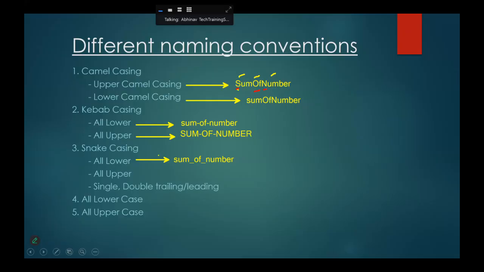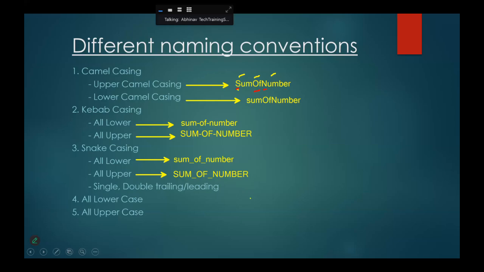And in Python, we follow snake casing. Python is a snake, so using that you can remember. As Python is a snake, in Python mostly we follow snake casing. So this is about all lower snake casing. Now all upper snake casing, in this it will be SUM_OF_NUMBER. So this will be all upper snake casing.